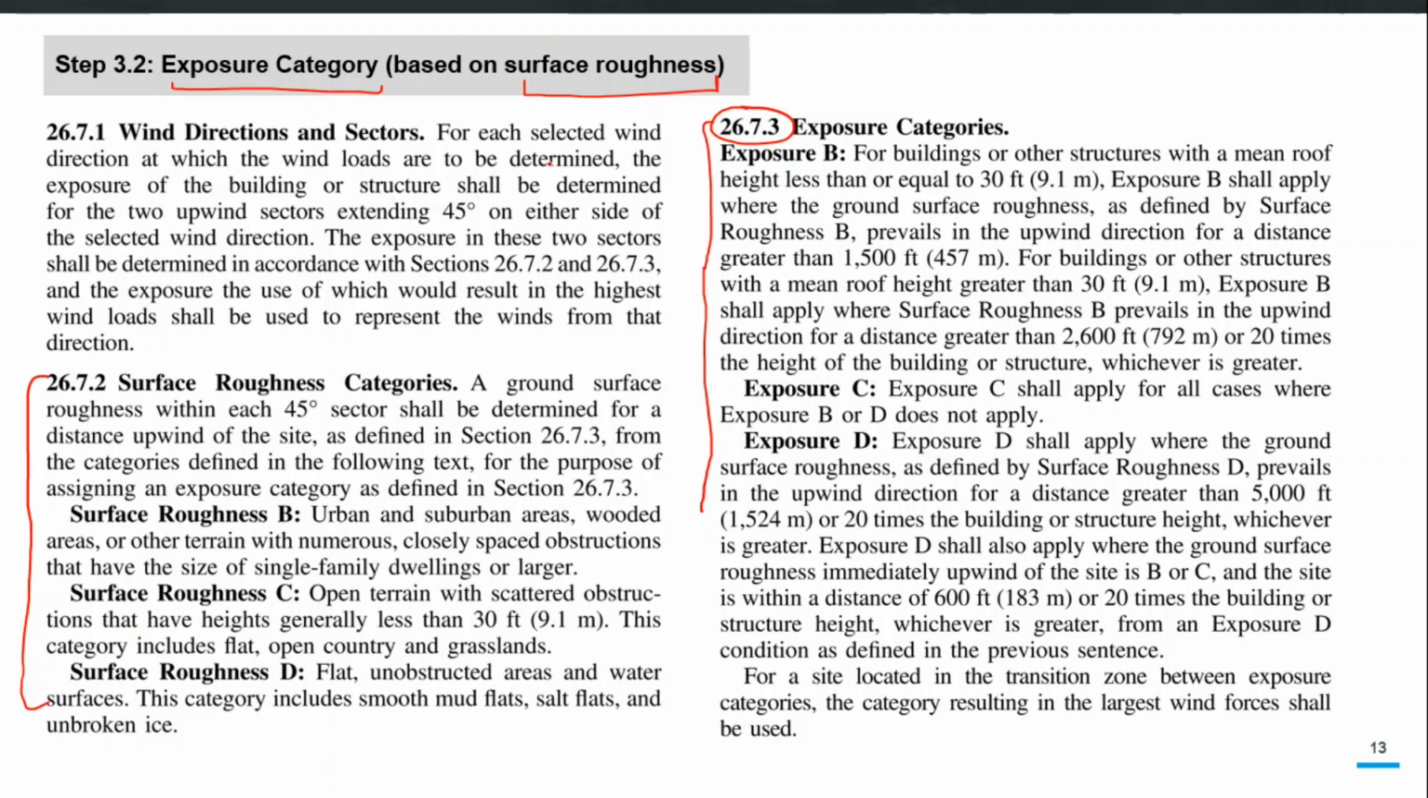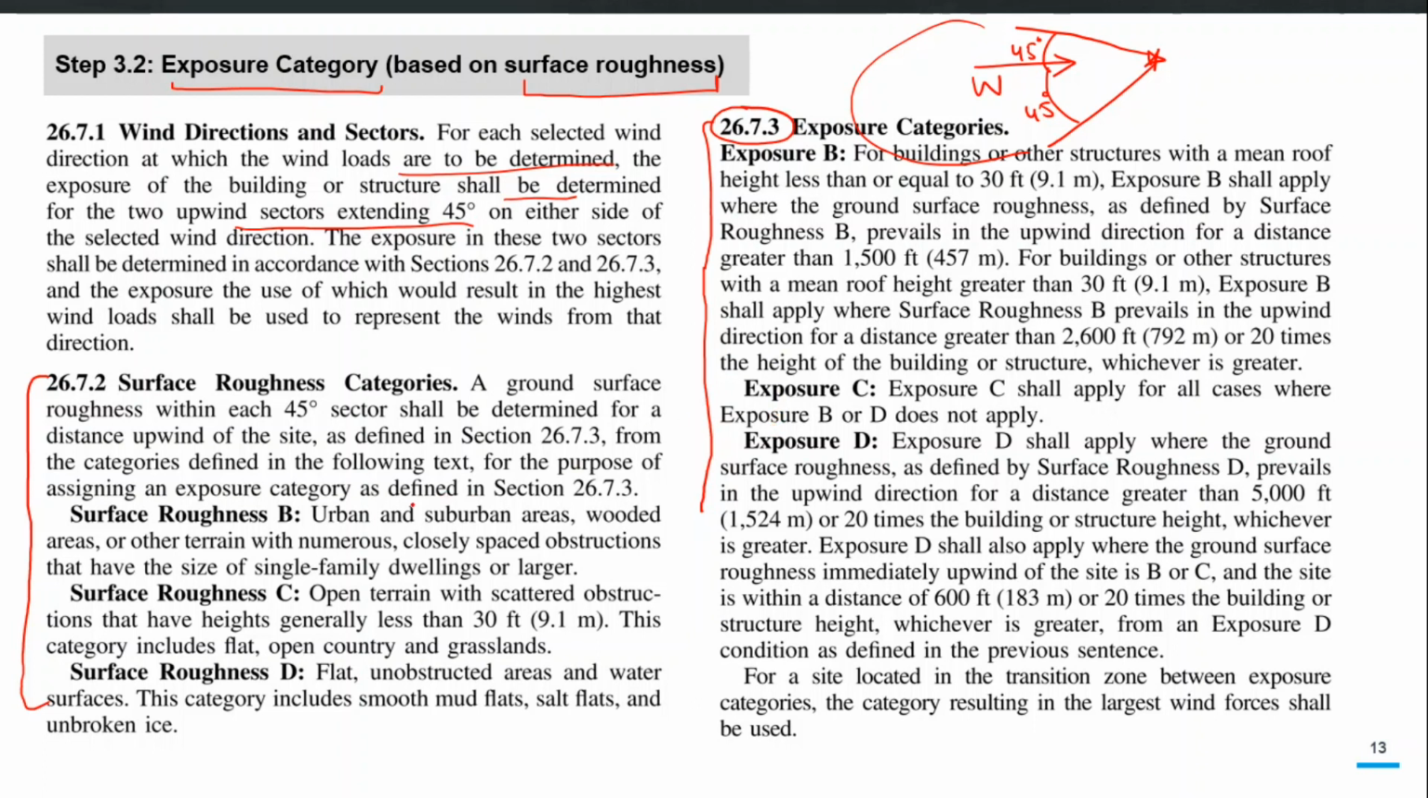For each selected wind direction at which the wind loads are to be determined, the exposure of the building or structure shall be determined for the 2 upwind sectors extending 45 degrees on either side of the selected wind direction. So for example, this is your site and this is the direction of wind. 45 degrees from this side, and then 45 degrees from the other side. This is the sector whose roughness we should consider and classify, and then use it further to determine the exposure category.